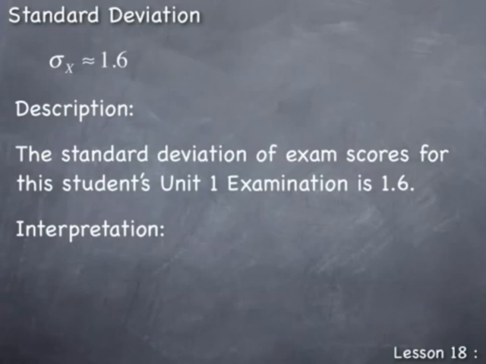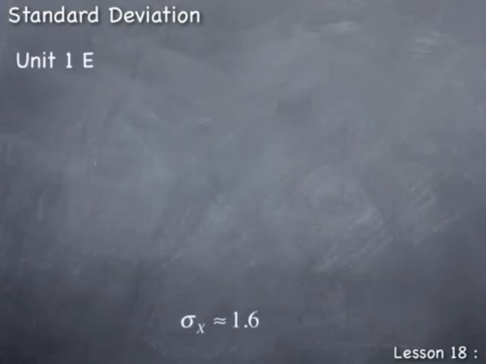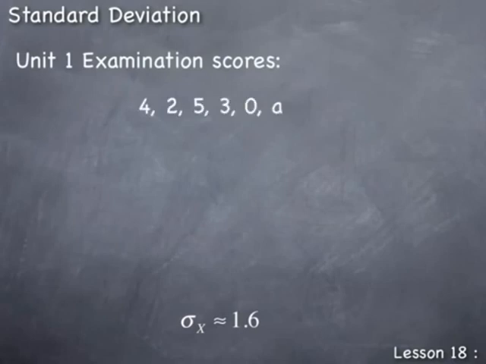Now, since a standard deviation is the standard, the average or typical amount of deviations, how far the data value is from the mean, we can interpret this result of 1.6 this way. Thus, on average, this student's Unit 1 examination scores deviated from the mean by about 1.6. To illustrate this idea, we can take this student's Unit 1 examination scores and look at them on a number line.